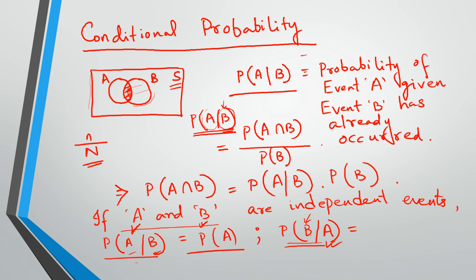So what will be the probability of A? It doesn't even matter to B whether A has occurred or not. Basically, that's what it's saying. So this will be probability of B. Okay, I hope this is clear to you. Let's go to the next part.